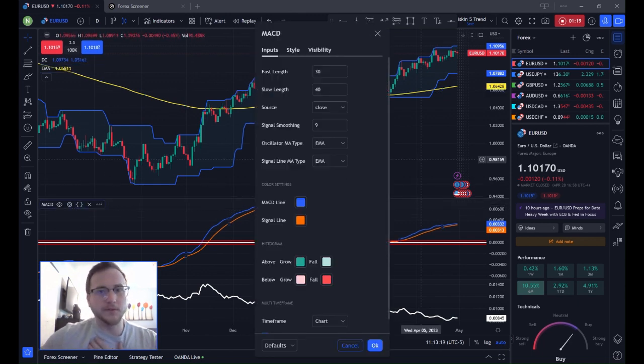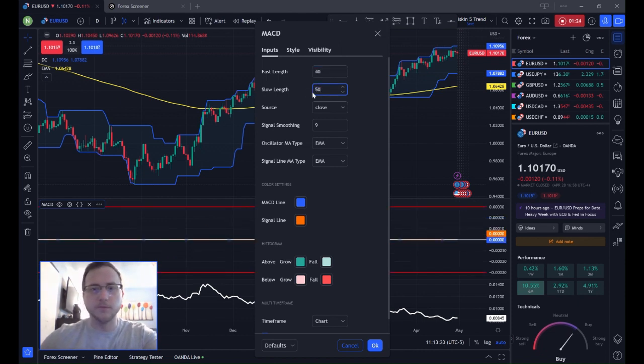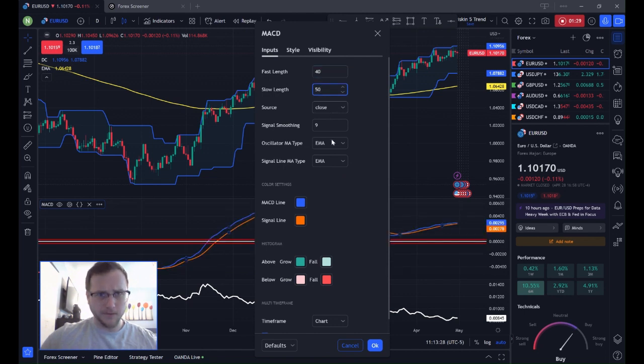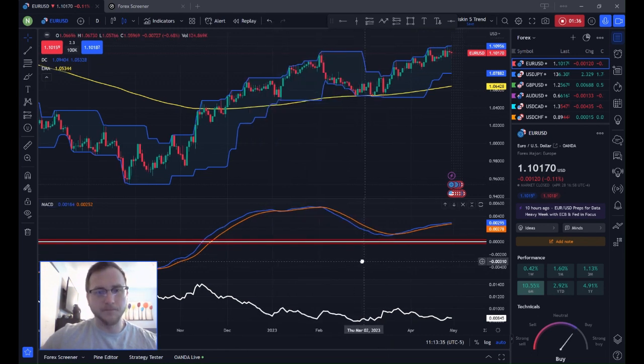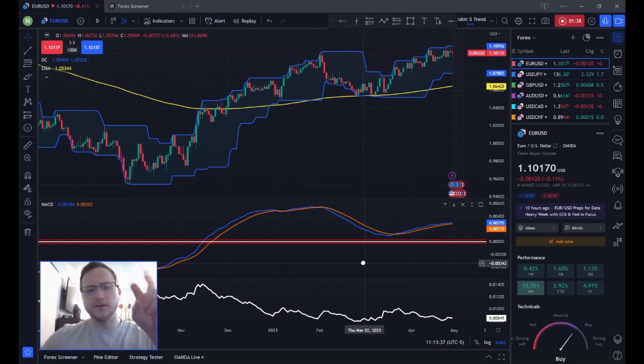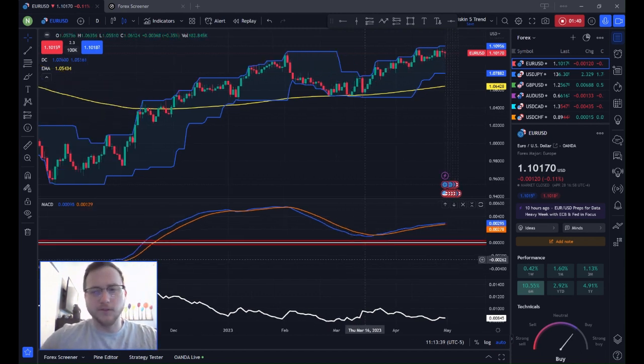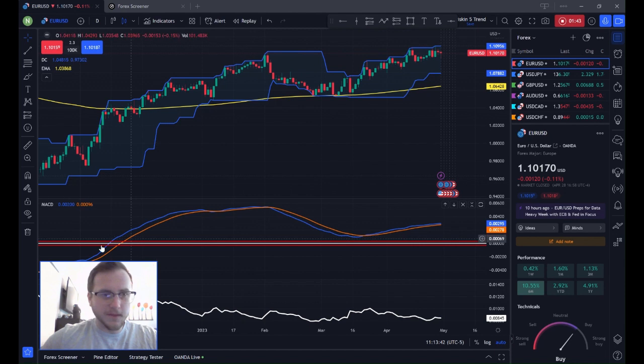I have a MACD. The only thing is, I had to change that. I don't know why I didn't update it for my work computer, but fast length 40, slow length 50, signal smoothing still 9, just like a regular MACD. The only thing I changed on this MACD is for myself. A TradingView moderator said you can change it for minimal changes, but I add these horizontal lines just to mark the area around the zero line. This is an area I don't really like. If there's a cross around here, I don't pay attention to it.